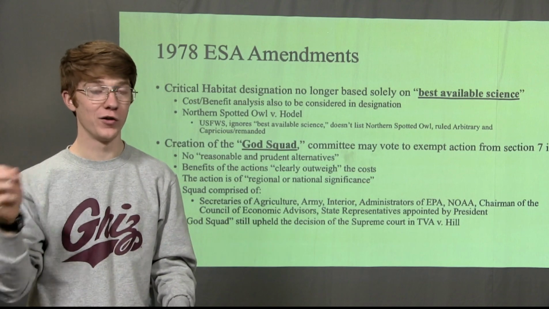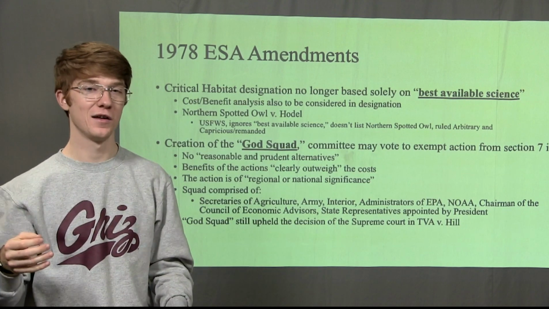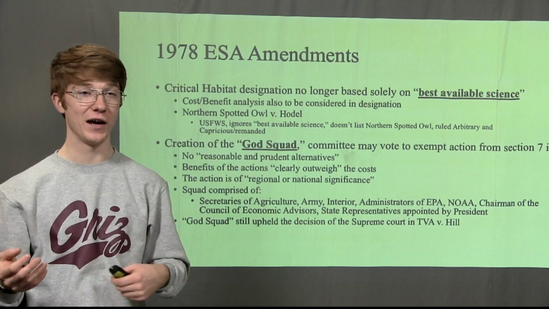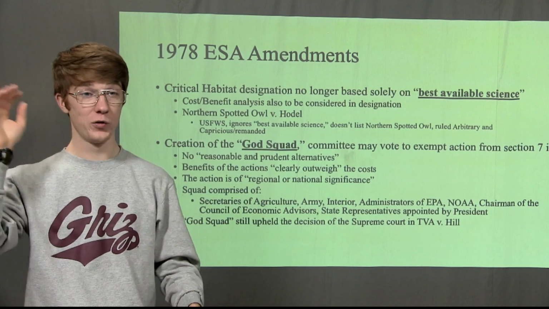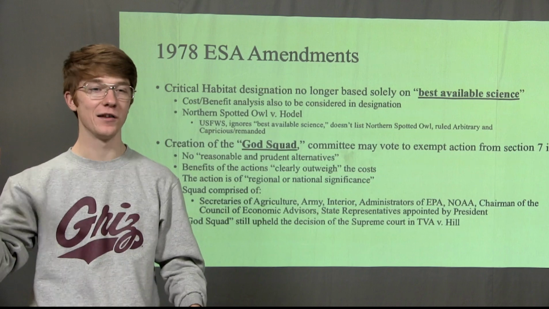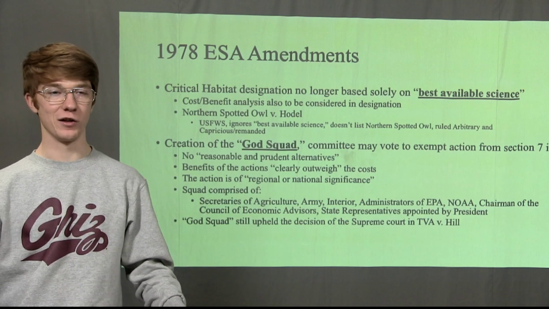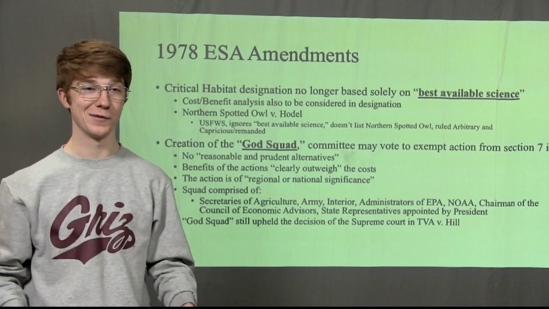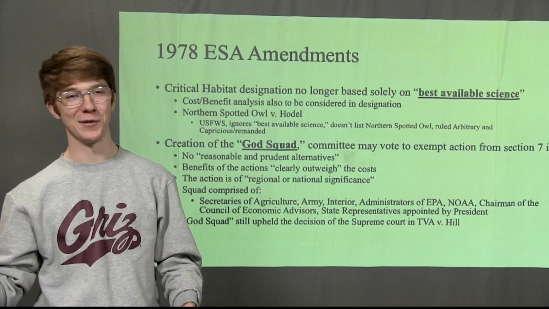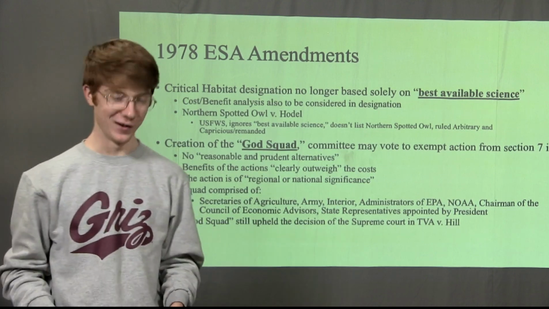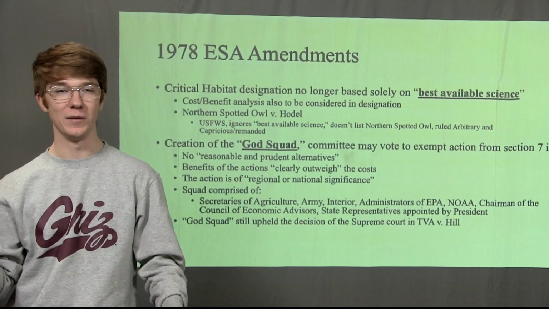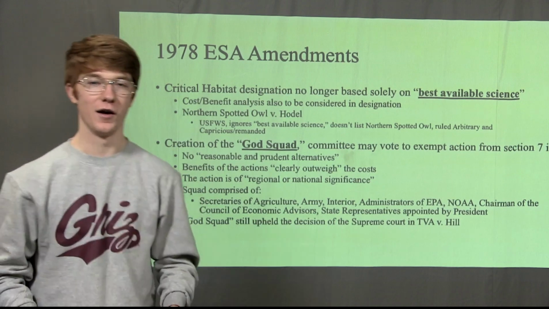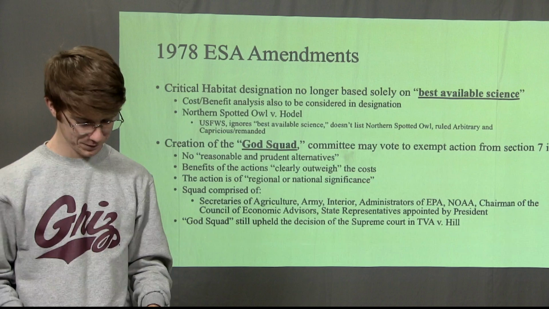So that's changed. They're no longer determining critical habitat on best available science alone, but it's now cost-benefit, which would have definitely impacted things. If this had been done pre-TVA versus Hill, they might not have designated that Little Tennessee River stretch as critical habitat if they were also considering, holy cow, we already spent this much money on the dam, maybe we don't care as much about the snail darter or its critical habitat. But anyway, additionally, the 1978 amendment also created this God Squad committee who may vote. Dang it, it got cut off.